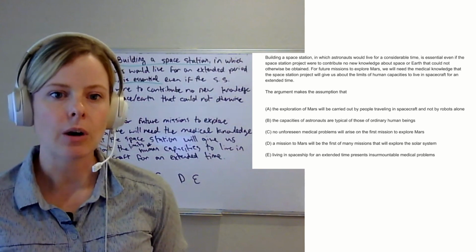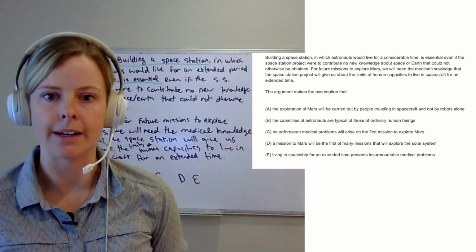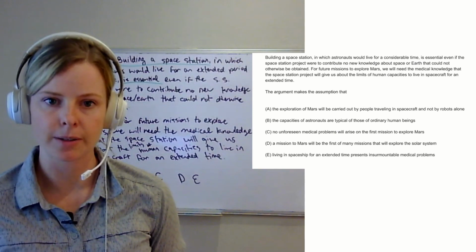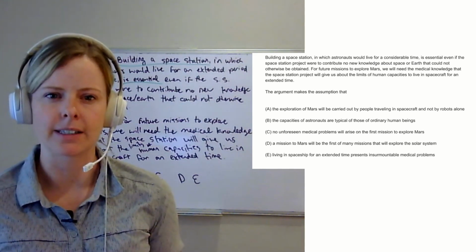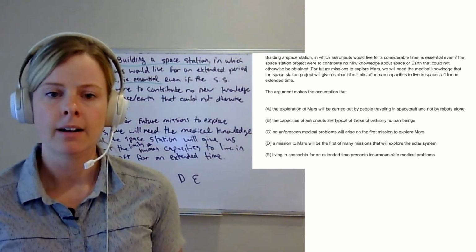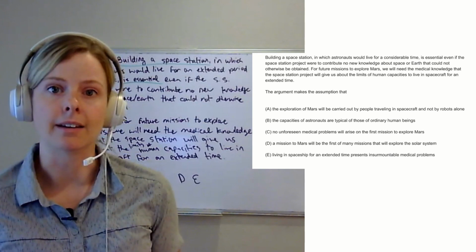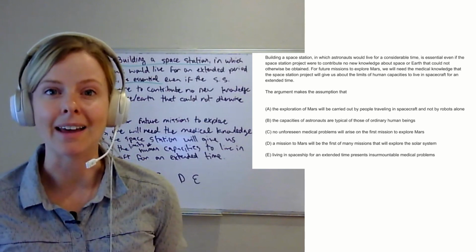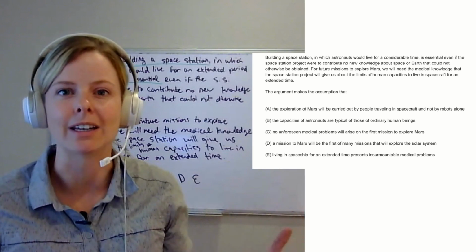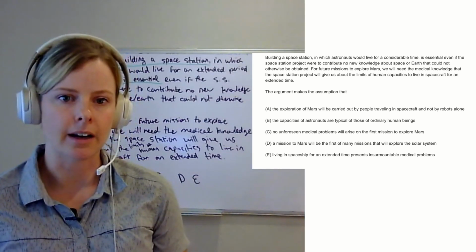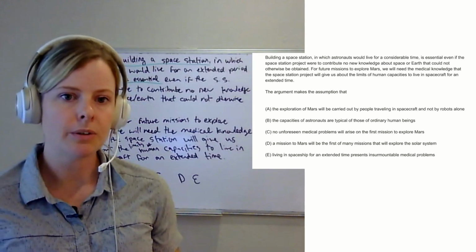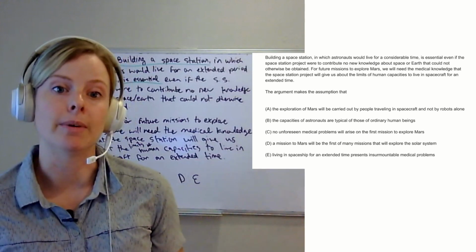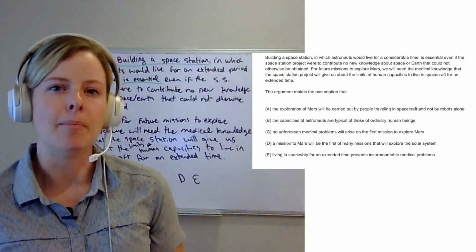C, no unforeseen medical problems will arise on the first mission to explore Mars. So unforeseen medical problems, let's think about that for a minute. What does that mean? That could be anything. It could be breaking a leg, it could be getting a cut, it could be something to do with gravity or whatever. So an unforeseen medical problem could really be anything. Do we need to assume that no unforeseen medical problems will arise?